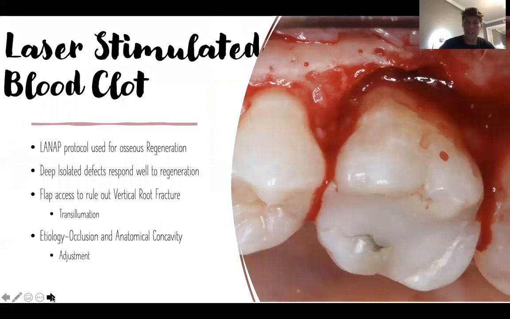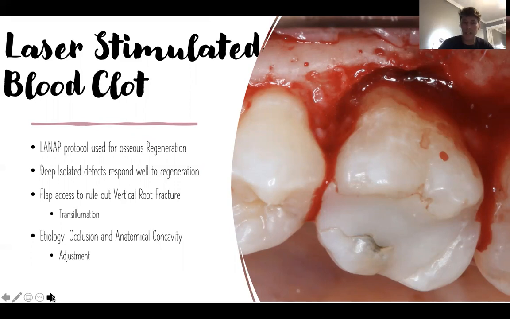So treatment plans. Well, we didn't find an isolated narrow defect suggesting a vertical root fracture. So we've now moved our decision making from extraction and site development to regeneration. So in our office, we traditionally use the LANAP protocol for true osseous regeneration. What does this look like and how does it work?